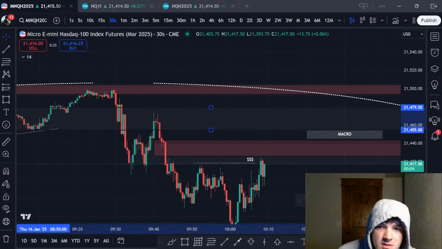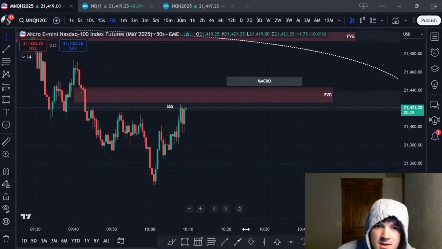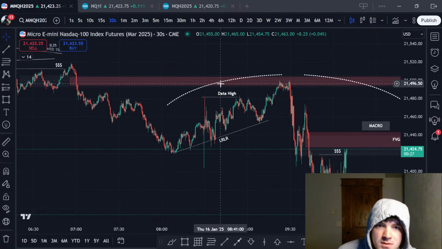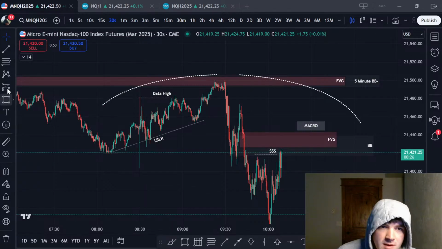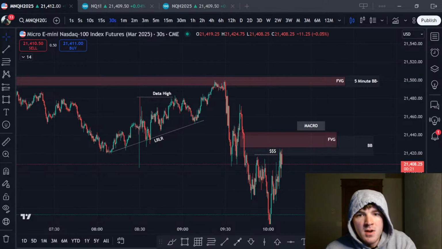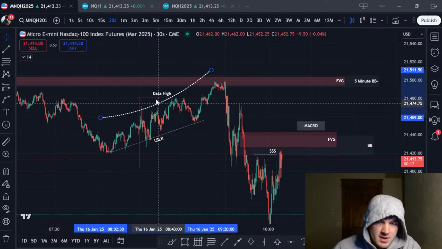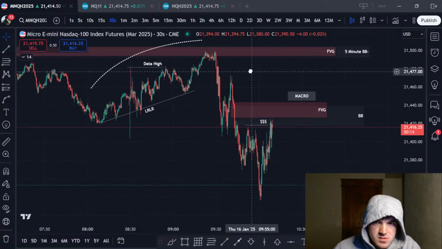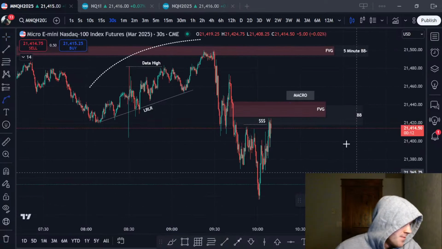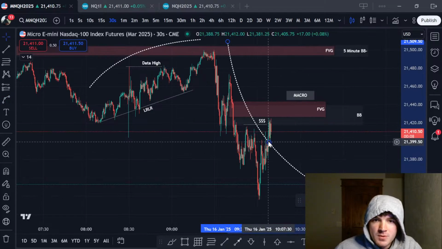Let's get rid of this. We don't need this anymore. And yes, we can frame. Yeah, we can frame the model like this. Boom. Boom.